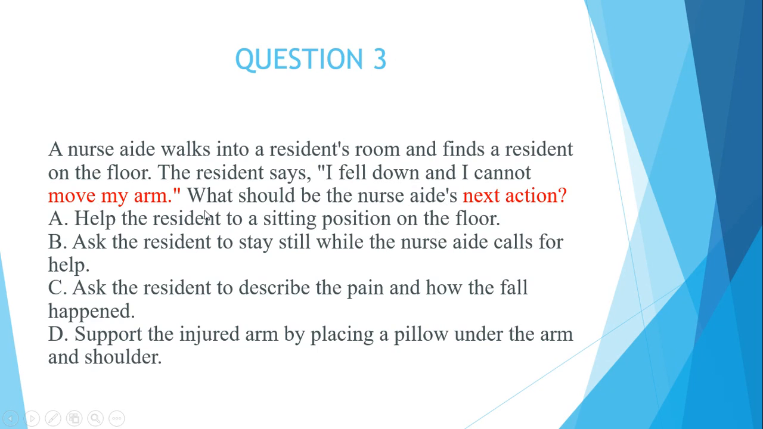These options here, you might be able to do all of them. Everything in the options, you might do all of them. But which one are you going to do next? The next action. That is what the question is saying. Now, the first option said, help the resident to a sitting position on the floor. You know that you don't have to get anybody on the floor. You don't want to touch that person or move that person because you don't know whether this person has a fracture or not. Remember, the person says, I cannot move my arm, meaning something is wrong.